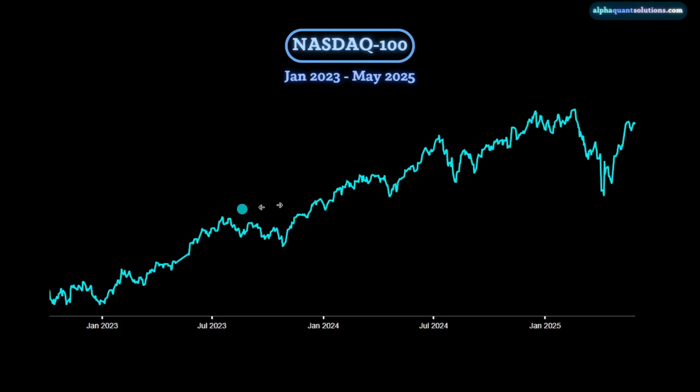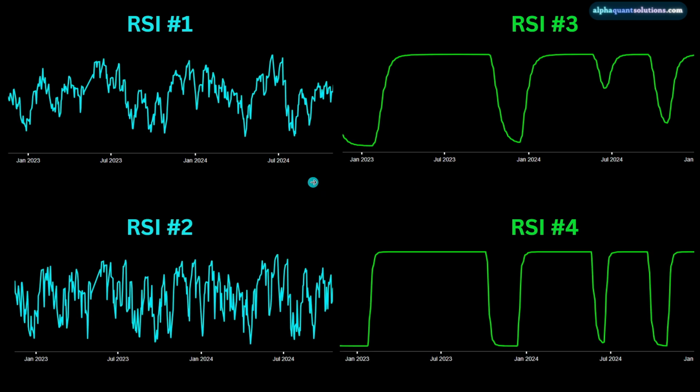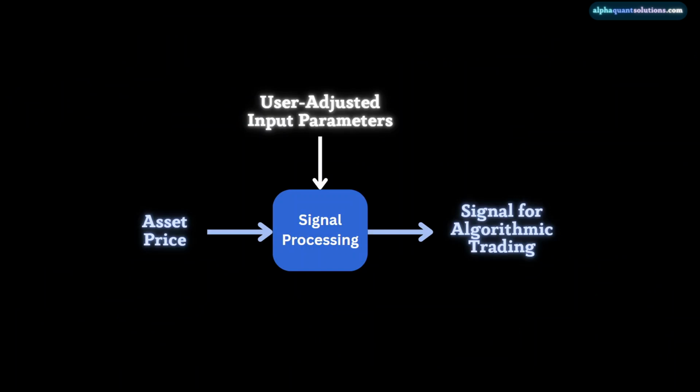Imagine that from this price data, the Nasdaq 100, we could generate four signals derived from the RSI: RSI 1 and 2 that show a high-frequency noisy behavior, and RSI 3 and 4 that show a low-frequency smooth behavior. Now, these four RSI signals can be used in an algorithmic trading framework.